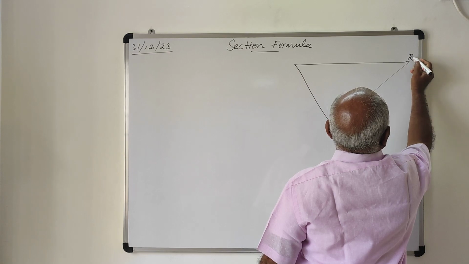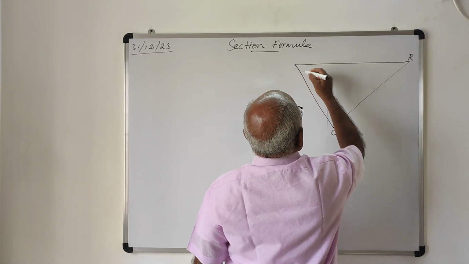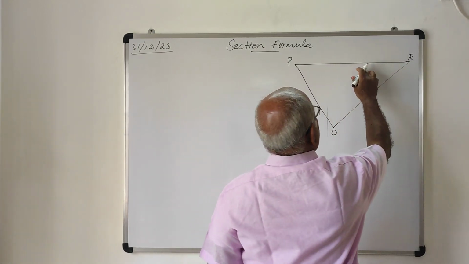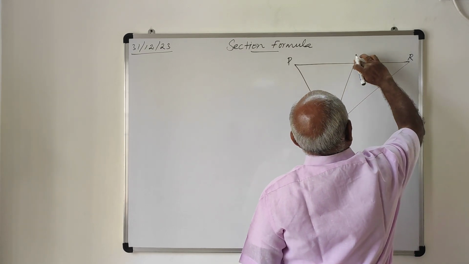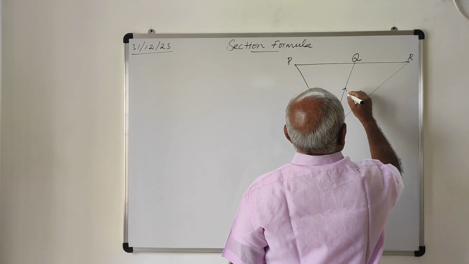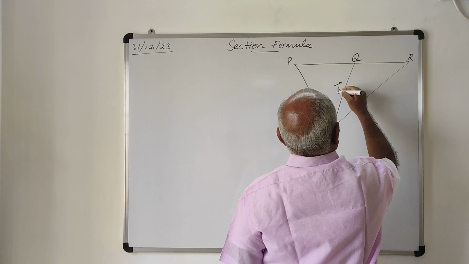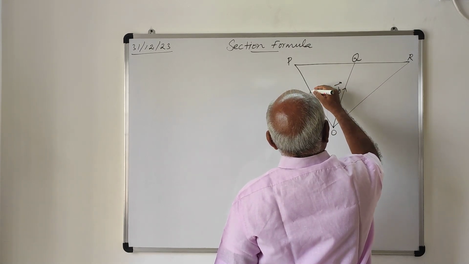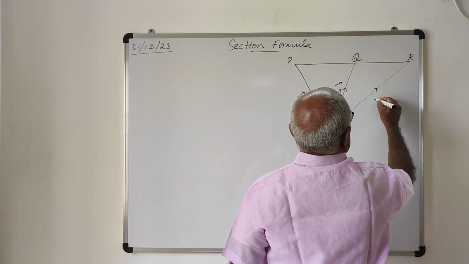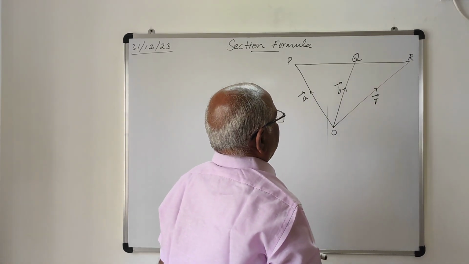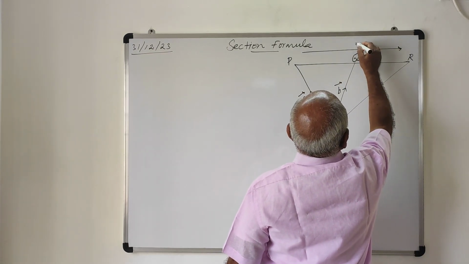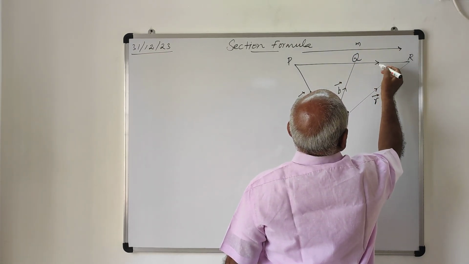This is the point R. O is the origin. This is the point P. PR is m times, and this is the point Q. The position vector of the point Q is OQ, that is given by B vector, and the position vector of P is OP vector is given by A vector, and the position vector of R is OR, that is small r vector. So PR is m times, and QR is n times.